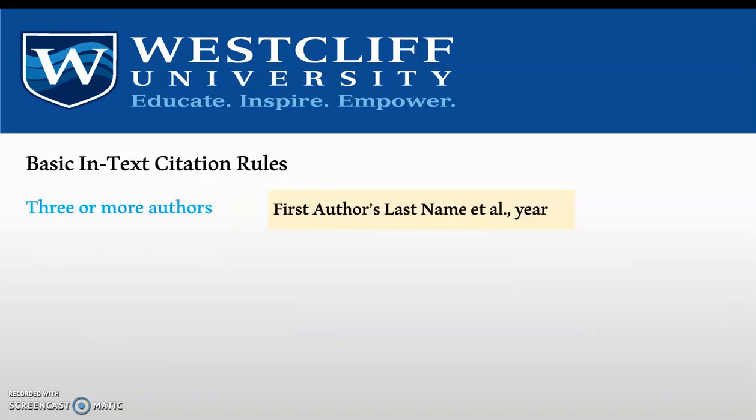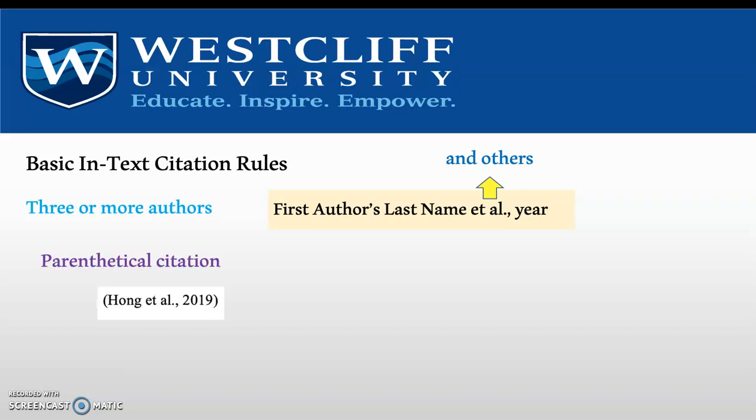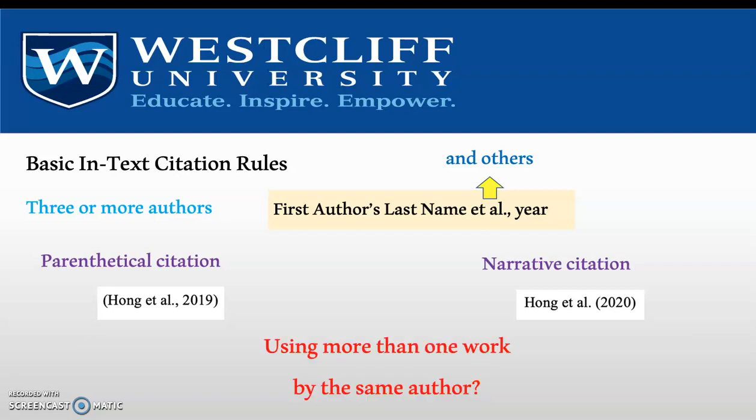If there are 3 or more authors, so this is a change with 7th edition, 3 or more, you use et al., which simply means and others. So it would look like so. Hong et al. Period comes only after the al, still have the comma to separate. Here is a narrative citation. Again, period only comes after the al.